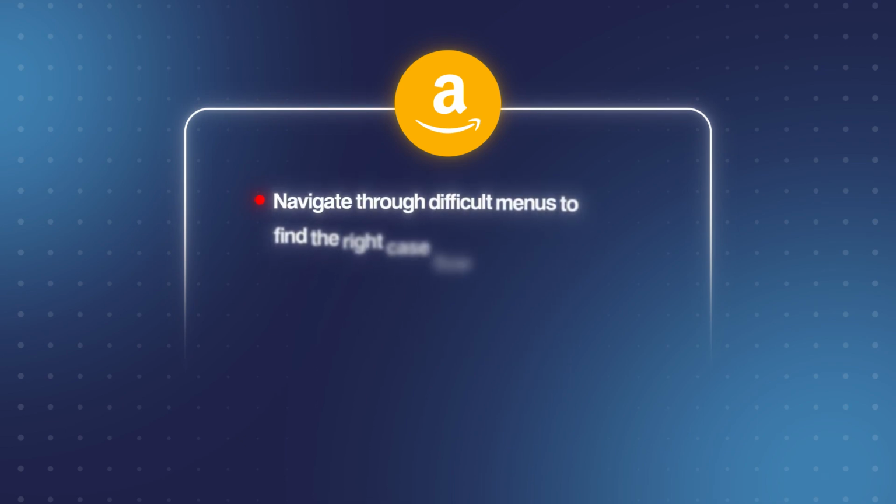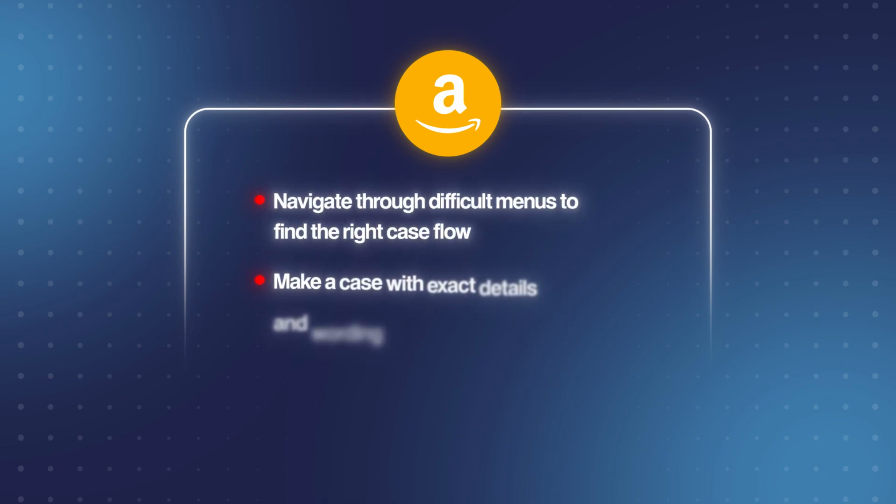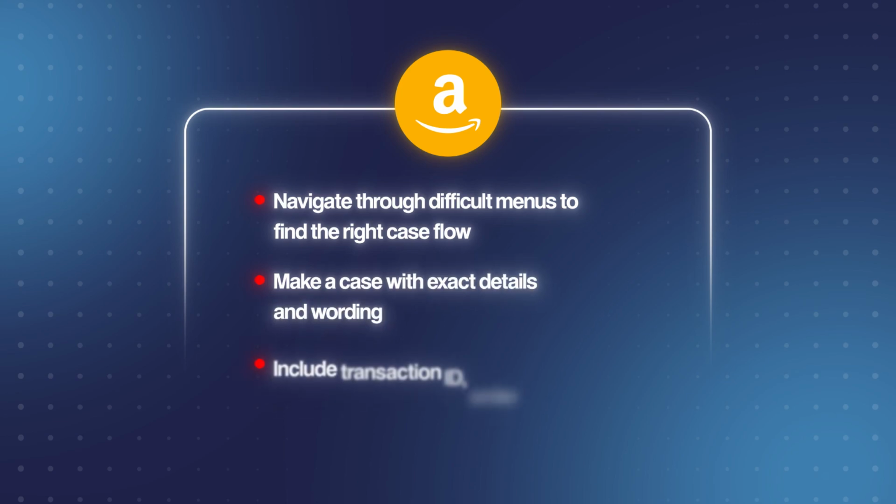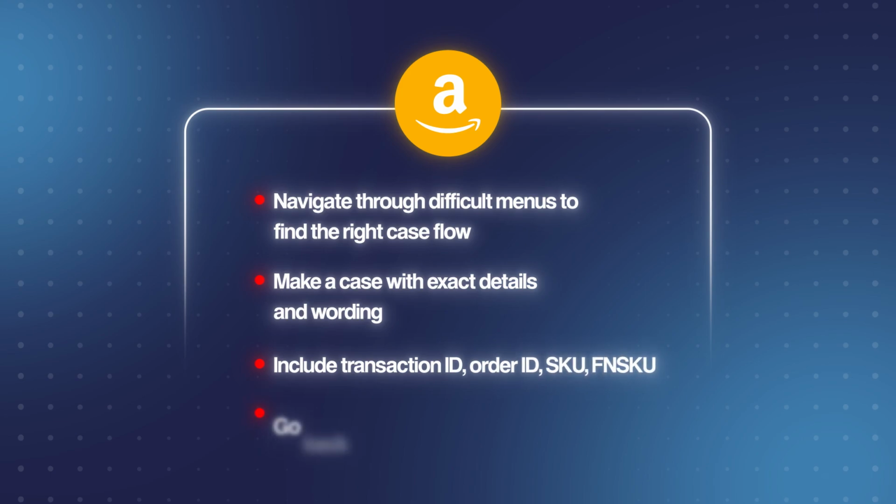Because even if you have all those details to make a case on Amazon Seller Central, you need to do the following. You need to navigate through the buried menus to find the right case flow. You then need to make a case with the exact details and the exact wording, otherwise it could get rejected. You're going to make sure to get the right transaction IDs, order IDs, SKUs, FN SKUs, and then on top of that, you sometimes have to go back and forth with Amazon, and this is for every single case.